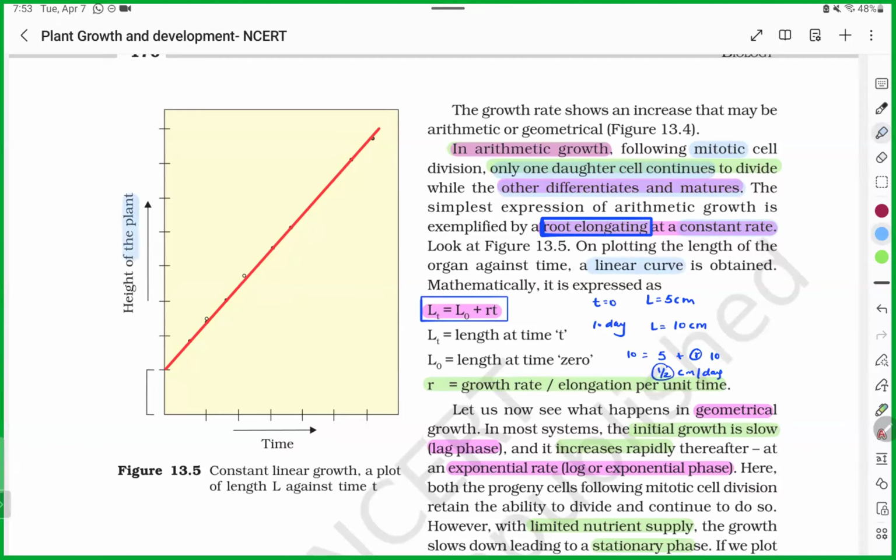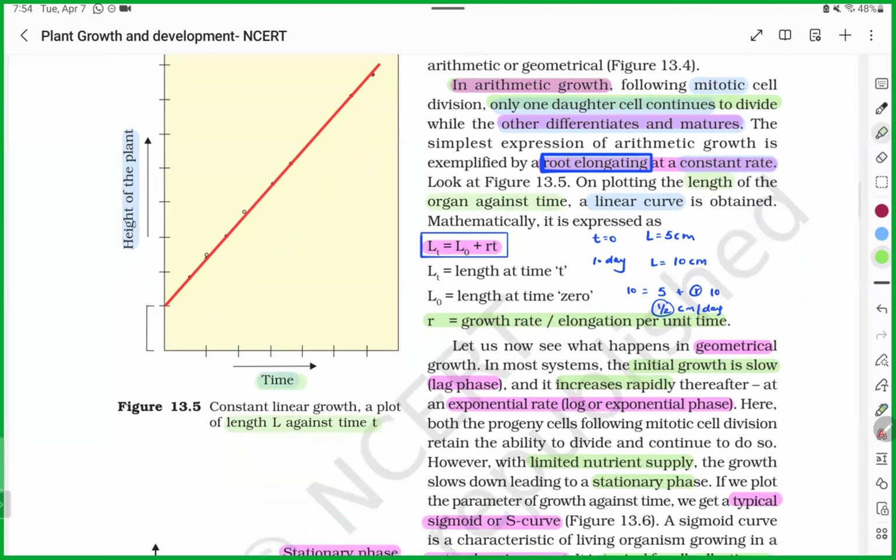We have the height of the plant and time. Length of the organ and time. Remember, on the y-axis you have the length of the organ, and time on the x-axis. Correct? Length against time. So LT, after time T, what will be the length?